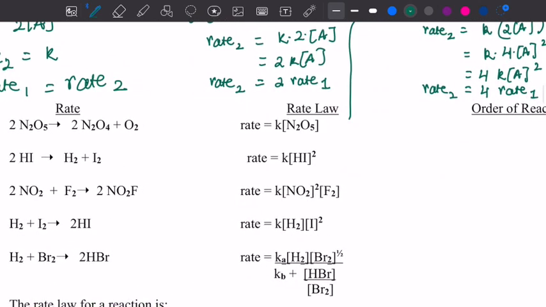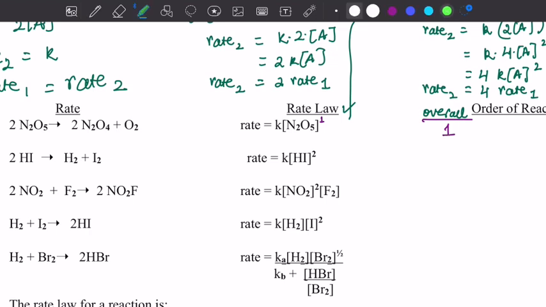So maybe to practice reading orders, let's look at some examples. So in this case, the rate law is given to us. What is the order of the reaction? When they say order of the reaction, they mean overall order. So in this case, there is only one exponent, which is 1. So the order is 1.